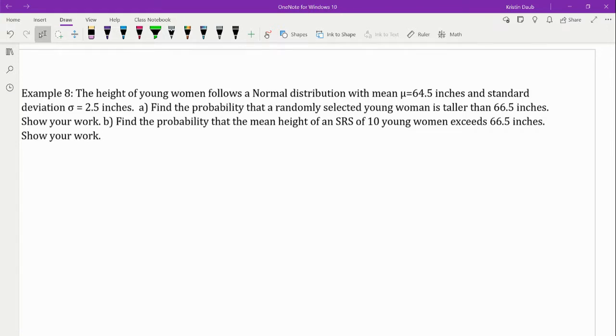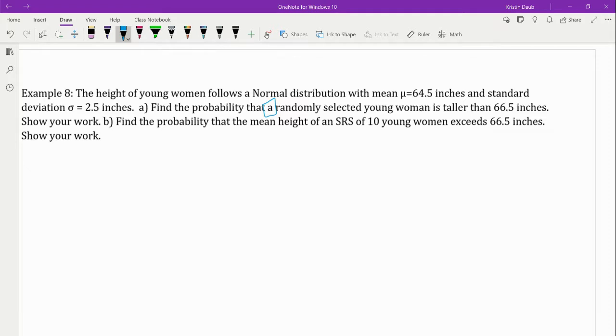And I want to first talk maybe about the difference between these two questions. So for part A, I want to find the probability that a randomly selected young woman is taller than 66.5. The key word here is A randomly selected young woman. Let's compare that to B. Find the probability that the mean height of an SRS of 10 young women exceeds 66.5 inches. Same number, same type of question, very similar, but very different things that we're asking.